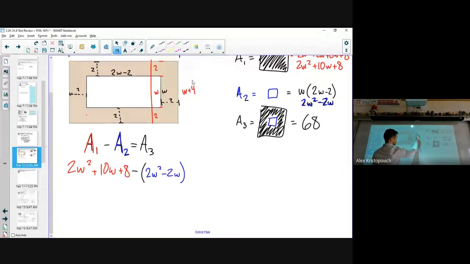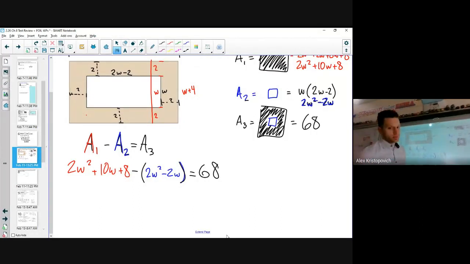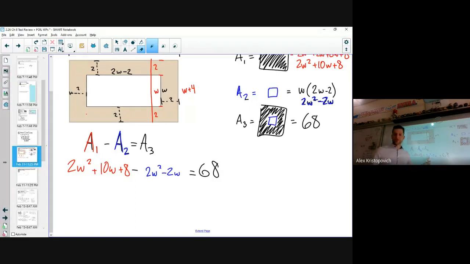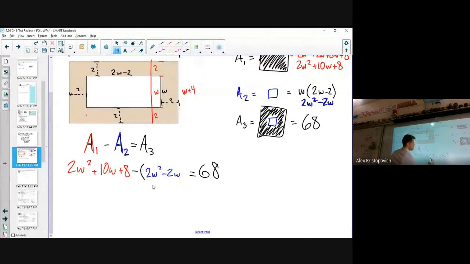All right, so here's the reason why we need these parentheses. And again, this is equal to 68. So that's what A3 is. The reason we need these parentheses is because if we don't have them, this -1 that's right here is not going to get distributed to both. Watch, if I just get rid of this, that negative basically just went to the 2w squared, but not to the -2w. So we need to make sure that we include parentheses so we can go ahead and distribute.